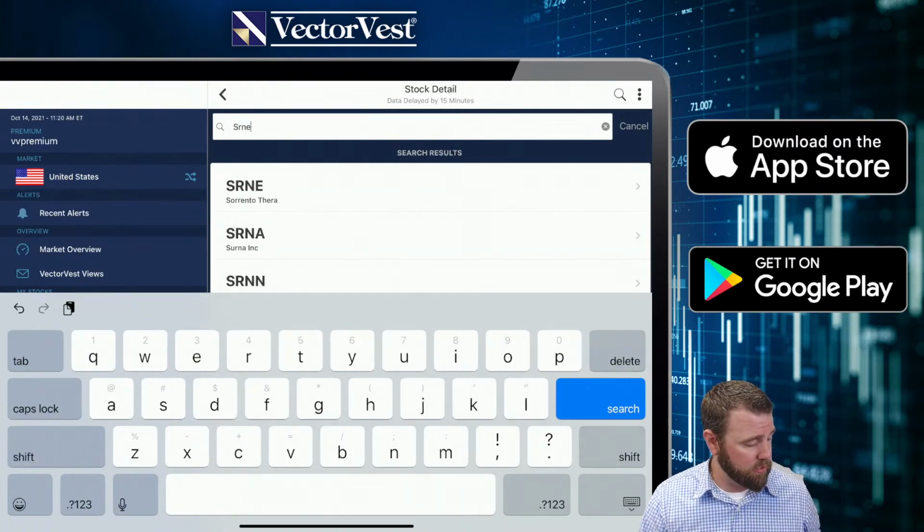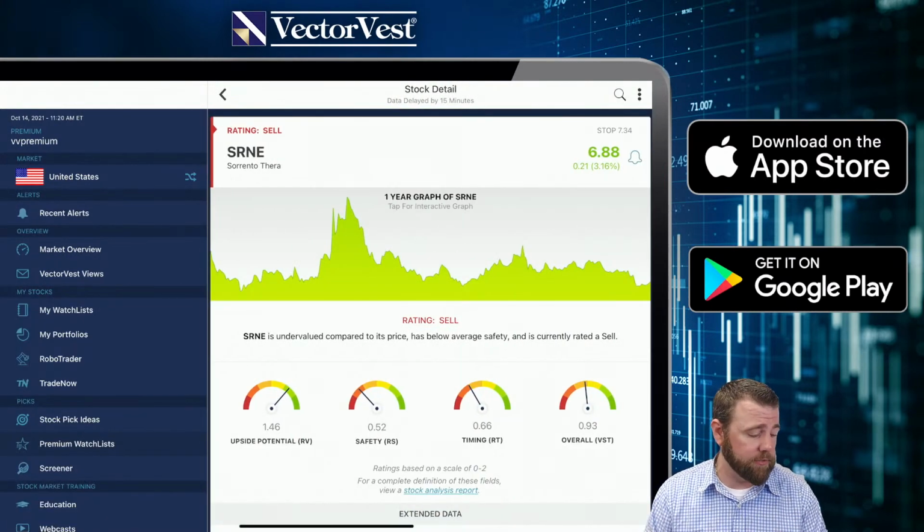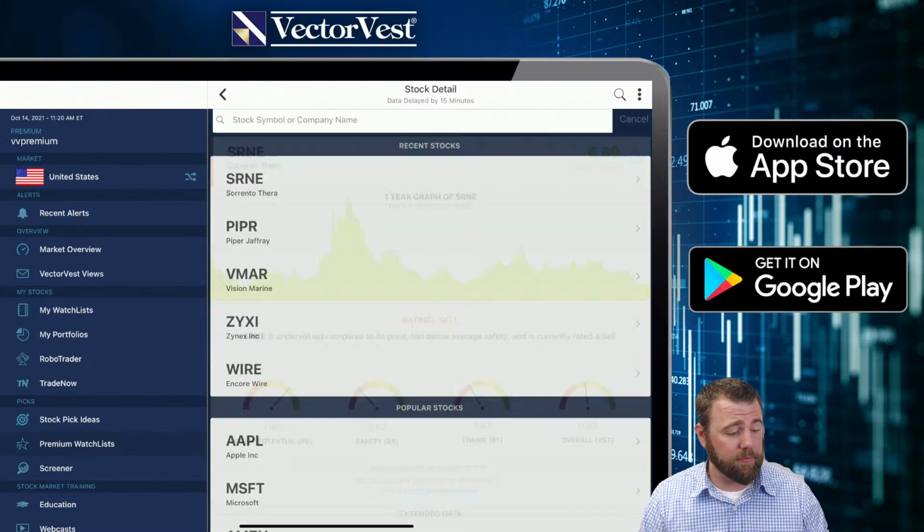SRNE. SRNE, good long-term potential, but to get to that potential, you do have a lot of risk associated with it. You're in a steady decline. Overall, not favorable.